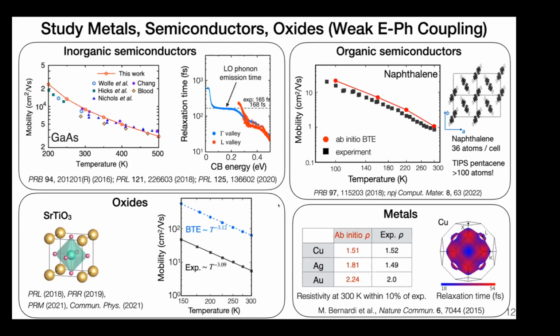Over the years, we have used these tools to study a wide range of systems that range from simple inorganic semiconductors like gallium arsenide or gallium nitride to organic semiconductors with tens of atoms in the unit cell. We've recently shown a calculation of pentacene that has more than 100 atoms. One can also study various oxides and chalcogenides, including materials with structural phase transitions, as well as metals, both simple, like copper, gold, and silver, or more complex metals. This type of theory, the Boltzmann equation, essentially works whenever the electron-phonon coupling is weak, and whenever the electrons are not strongly correlated. In other cases, or whenever the spin texture is important, one needs extensions to the theory.